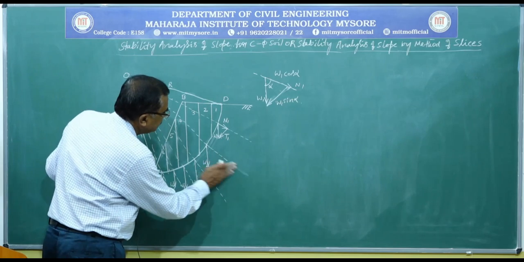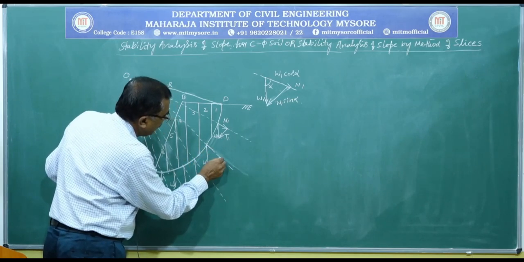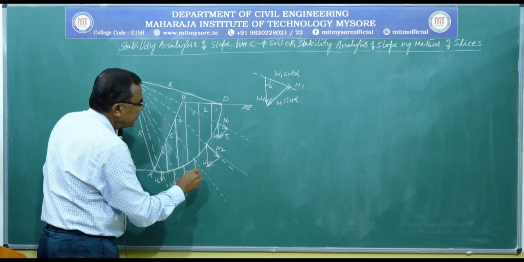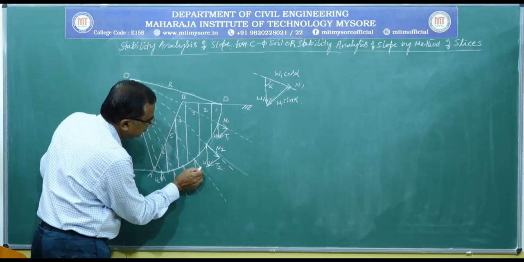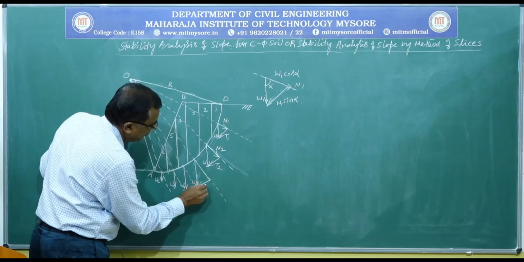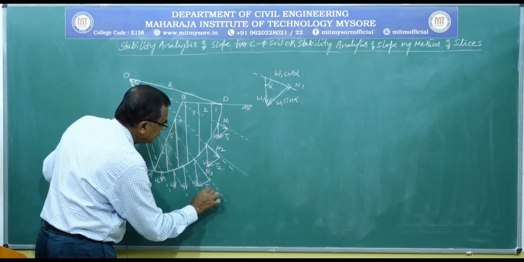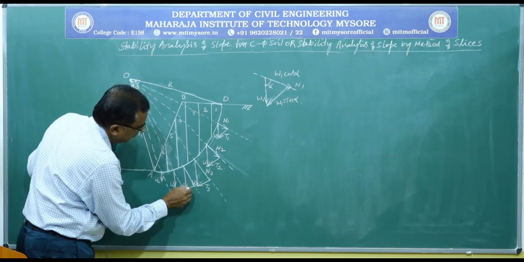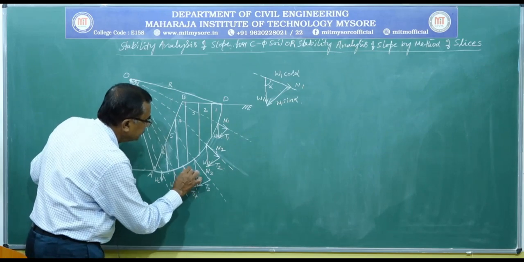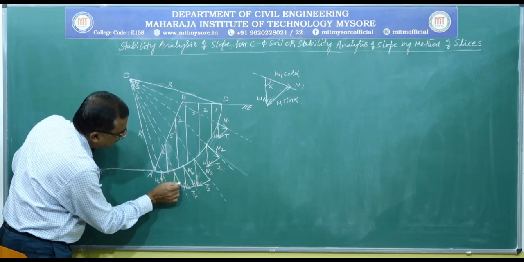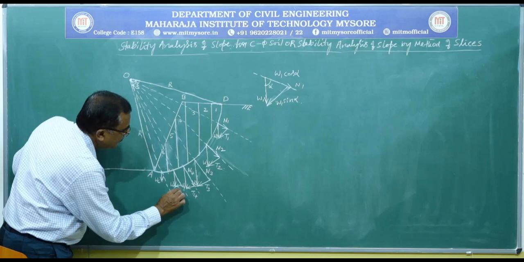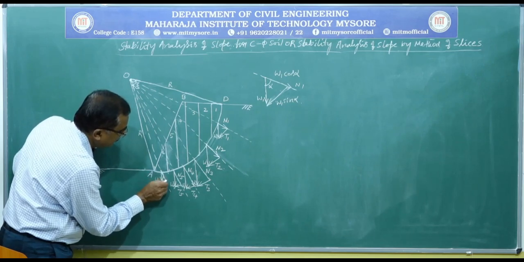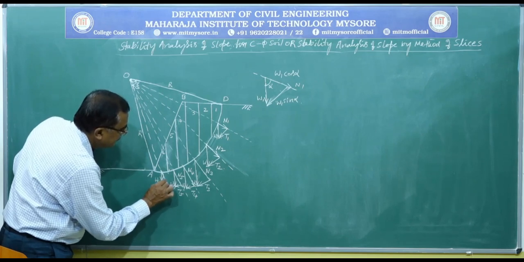The same way we can mark normal and tangential components for all the slices. N2, T2, N3, T3, T4, N4, T5, N5, and T6, N6.